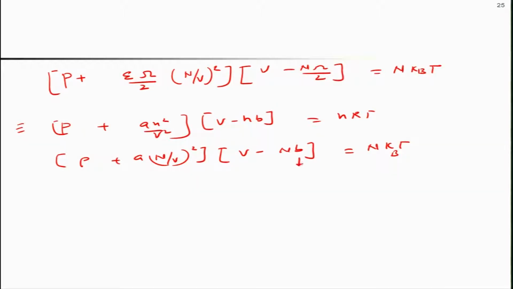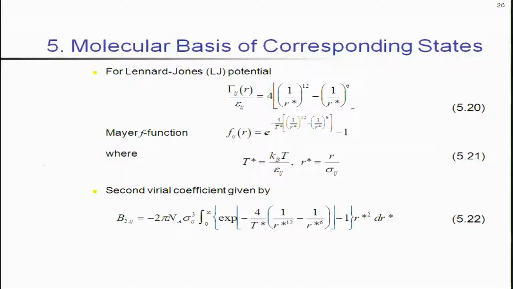So naturally in this case, b is nothing but omega by 2 for each particle. We can consider the exclusion volume contribution from each particle, and a is nothing but epsilon omega by 2. So this is how you can compare from here. All right, this is what we have done: using a simple Sutherland potential, we could get a van der Waals equation of state. Let me further continue this exercise.